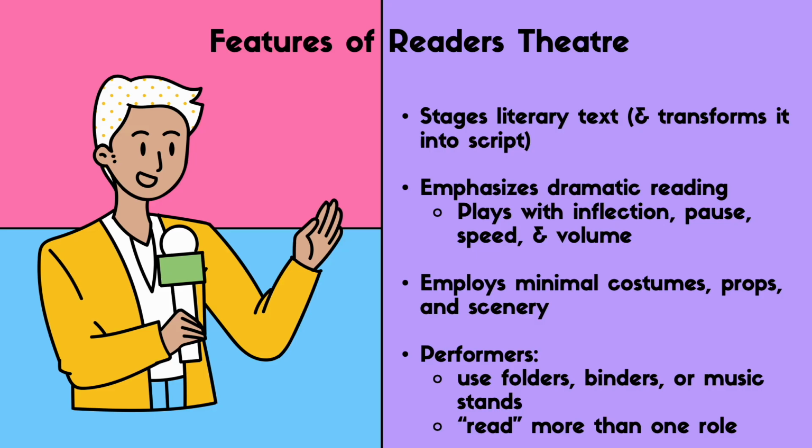First, Reader's Theater stages a literary text and uses that text and transforms it into a script. In Reader's Theater, the performers emphasize dramatic reading, so they play with things like inflection, speed, pause, and volume. Reader's Theater also employs minimal costumes, props, and scenery. Performers often use folders or binders or music stands in order to hold their script while they perform. Performers also often read more than one role. This might mean that the same performer plays the narrator and the mother and the child, for example.